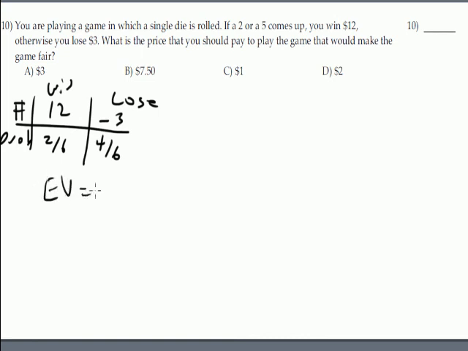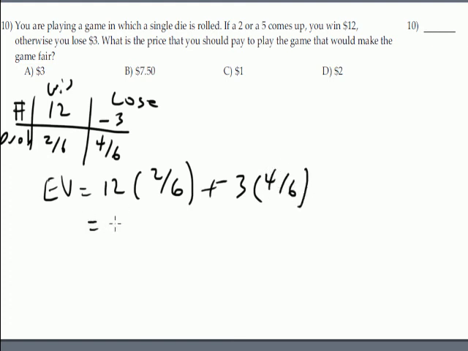It doesn't really matter. So just going with this, we're going to get 12 times 2/6 plus a -3 times 4/6. I believe that works out to be 4 minus 2, which is 2. So the expected value of the game is currently $2. For the game to be fair, we would need a long-term expected value of 0. The way to make that happen is to charge $2. So the current expected value of the game is what you would have to pay for the game to be considered fair. So that's how you do number 10.